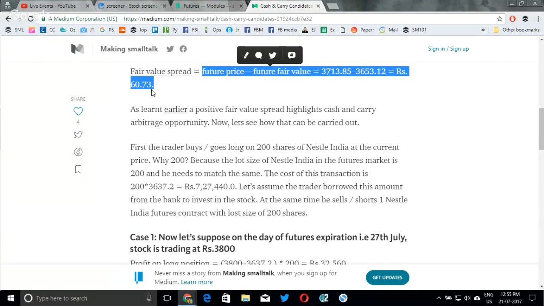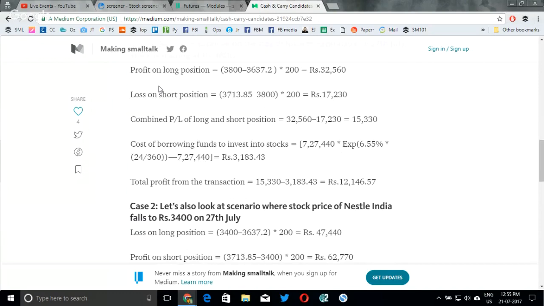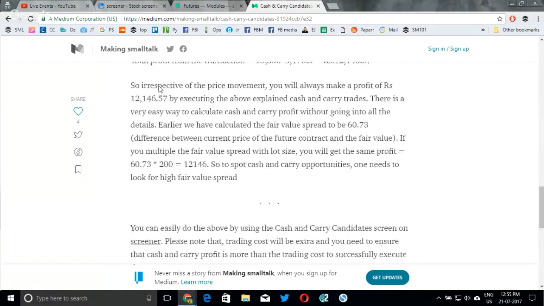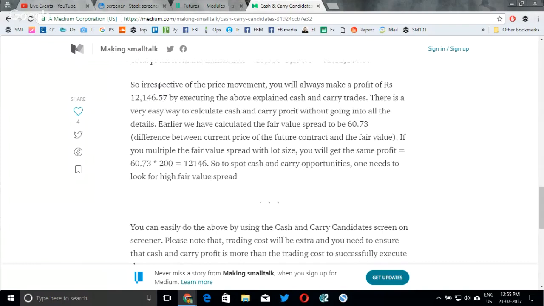We defined fair value spread as the difference between the future price and the fair value, and in this case it was 60.73. So if you multiply this fair value spread directly by the lot size, you will be able to calculate the cash and carry arbitrage profit in just one step. That is 60.73 multiplied by 200, which is equal to 12,146, which was the cash and carry arbitrage profit in both the cases.